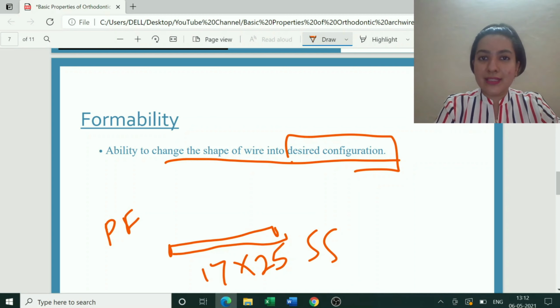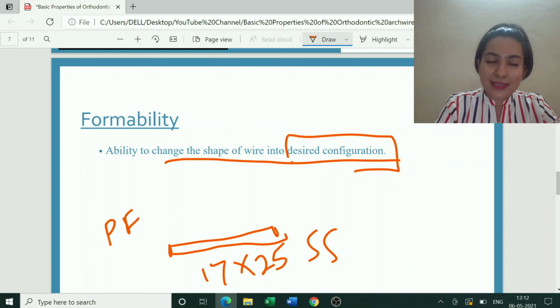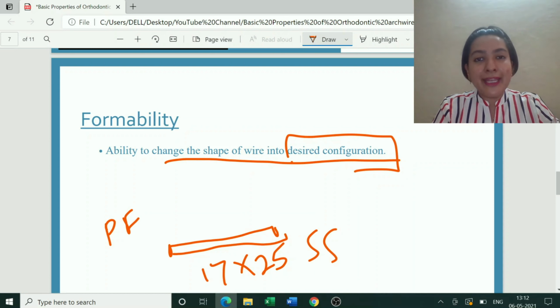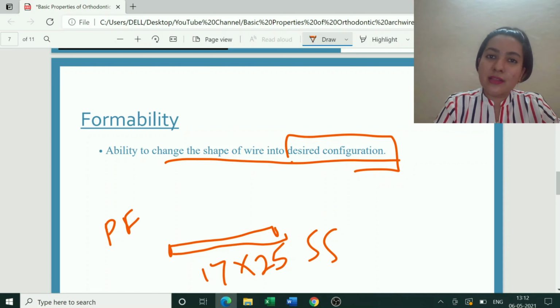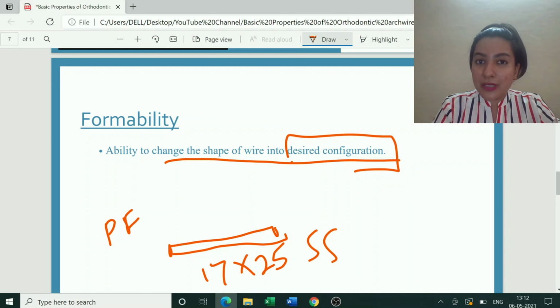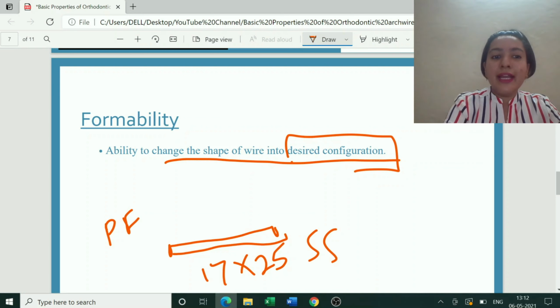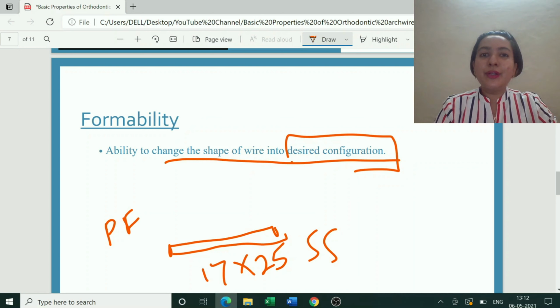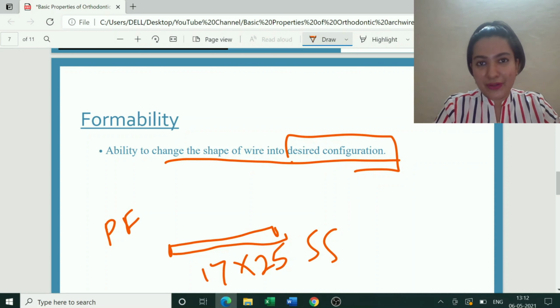Okay, so this is what they are saying. Not all wires are formable. For example, nitinol wires, there is a concept of annealing in that, but let us not jump into it first. For example, nitinol wires, we have preformed wires. In case we want to form it, we cannot because it has the property of shape memory and super elasticity. Stainless steel wires are formable wires. So it is the ability to change the shape of the wire into the desired configuration, that is formability. Ability to form the shape which you want.